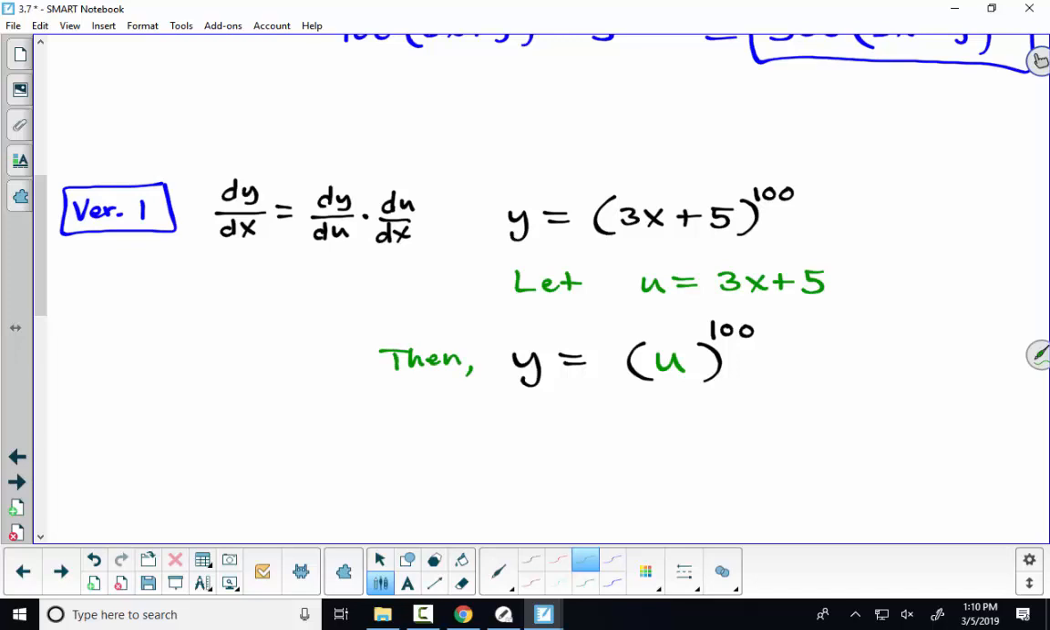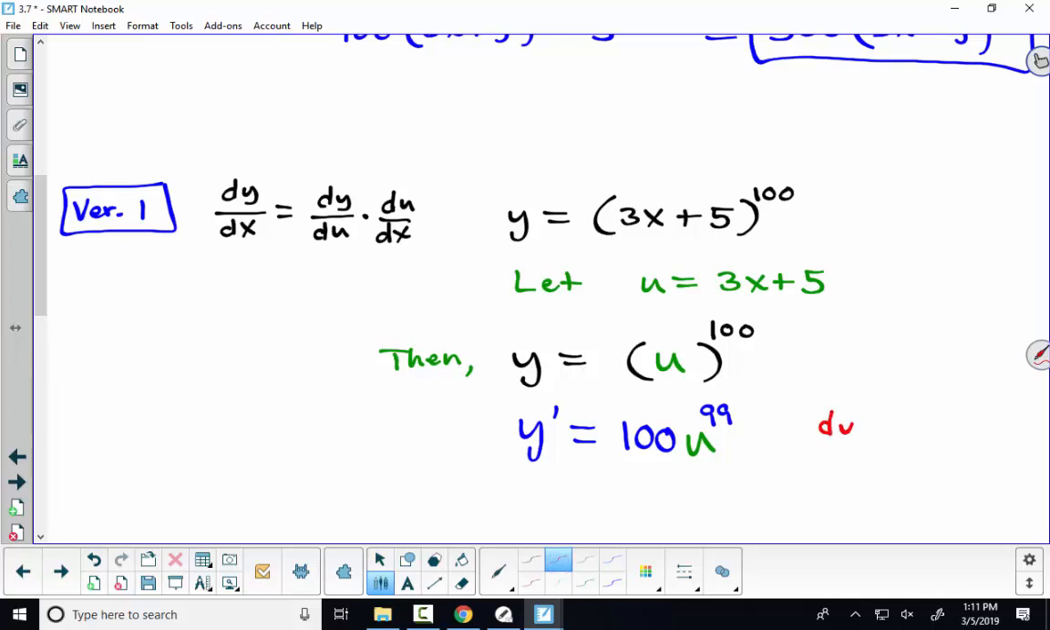And then to take the derivative of the original function, it says we take the derivative of y, dy over du, derivative of y with respect to the variable u. In other words, this is y prime with the variable u. So what is y prime here? What's y prime? 100 to 99. Yeah, 100 times u to the 99.